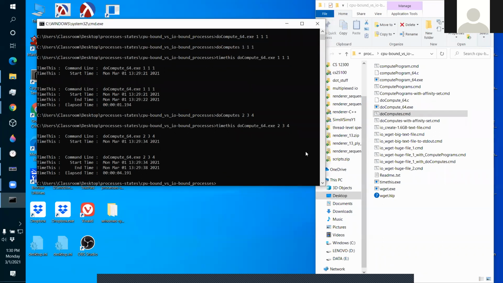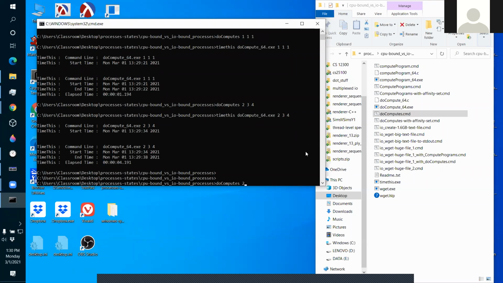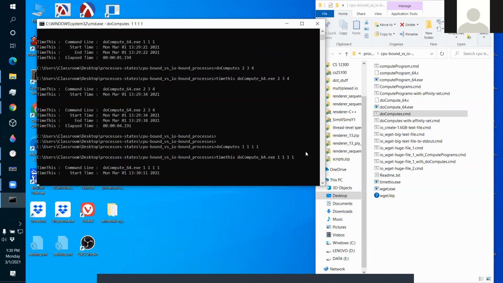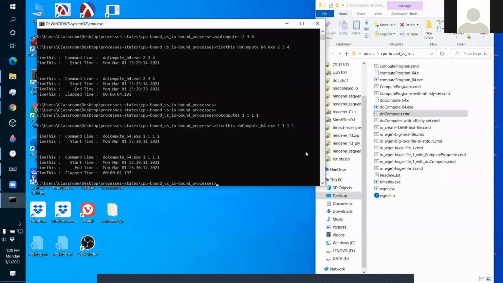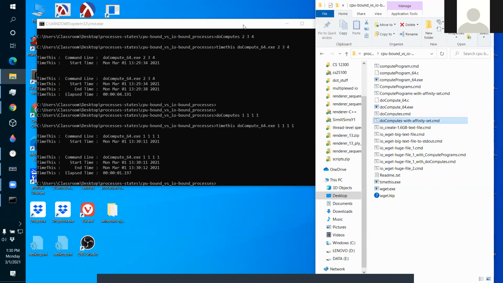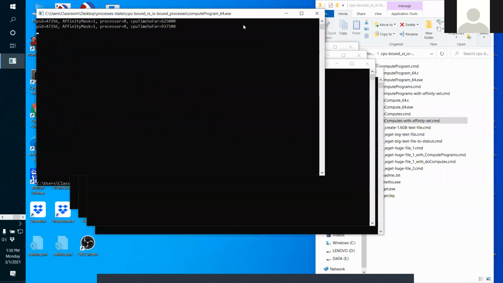For example, now 4 1-second jobs takes 1 second. Do it with affinity, and now I can do it with affinity. Set the affinity to 1, so there's only 1 CPU. Then run a 1, 1, 1, 1. Run 4 1-second jobs with 1 CPU.